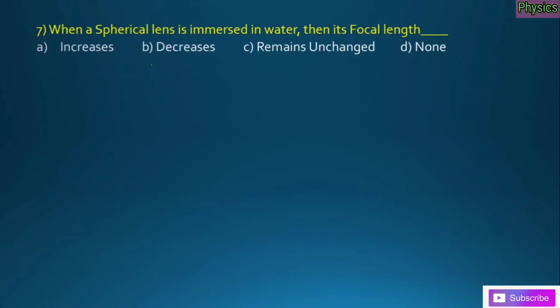In question number 7, we have when a spherical lens is immersed in water, then its focal length increases. According to the lens maker formula, the focal length increases. Option A is the answer.